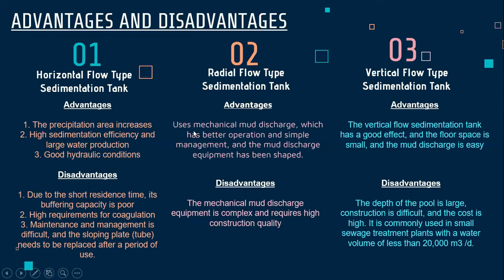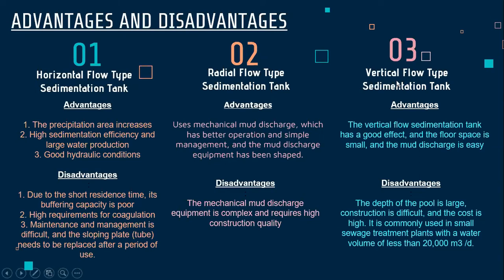The second one is the radial flow type sedimentation tank. The advantage is that it uses mechanical mud discharge, which gives better operation and simple management, and the mud discharge equipment has been shaped. But the disadvantage is that the mechanical mud discharge equipment is complex and requires high construction quality.